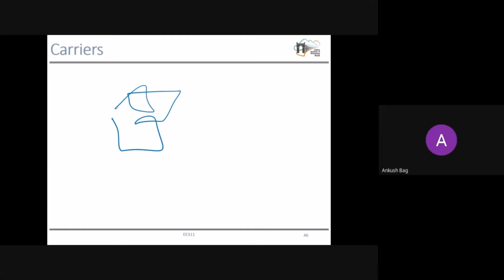Now with the application of an electric field, let's say if we apply the electric field in this direction, since we are considering an electron, it will have this movement.